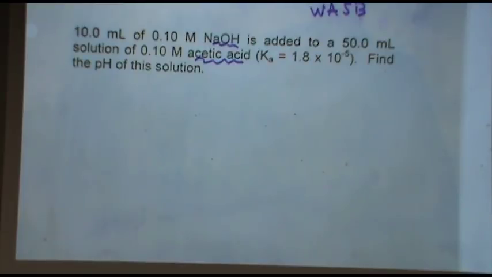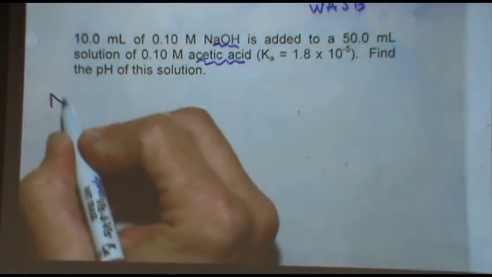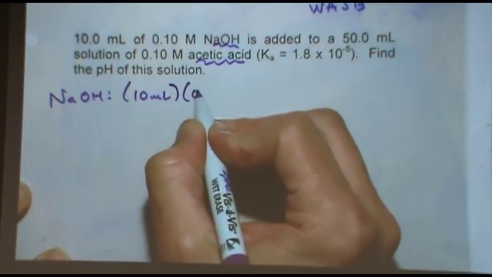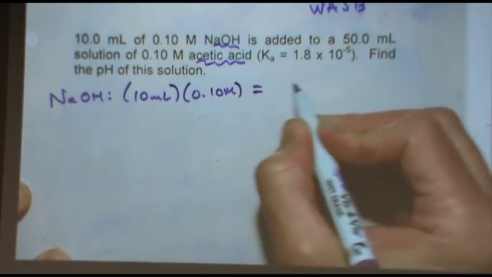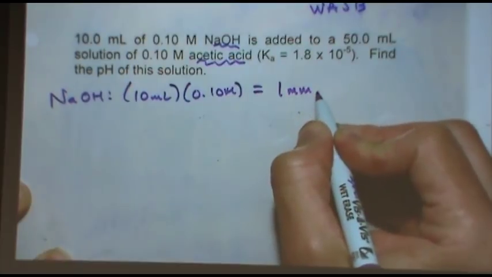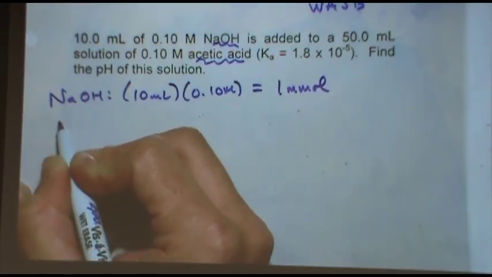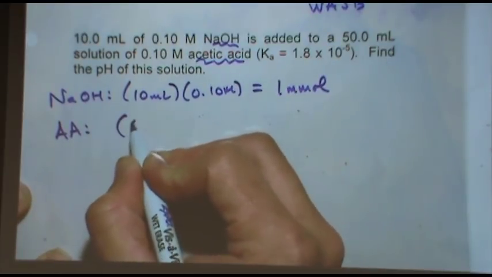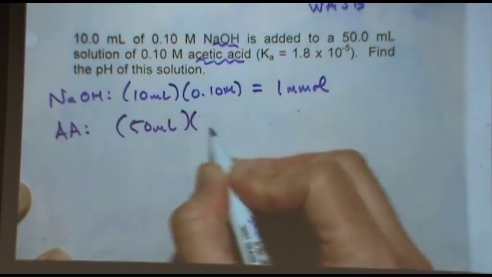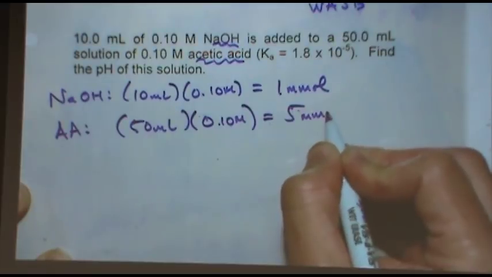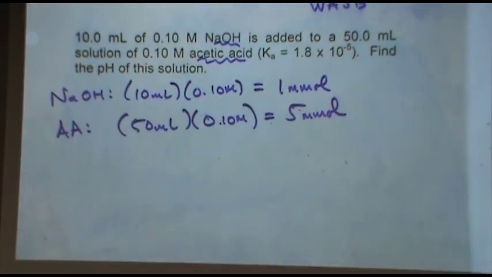Second thing I would do is find the millimoles of each. That will tell you how to solve the problem. So for the strong base, you have 10 milliliters times 0.10 molar, and that's going to be 1 millimole. And then we've got the acetic acid, that's 50 milliliters times 0.10 molar, and that would be 5 millimoles. Okay? All right, so what is in excess?